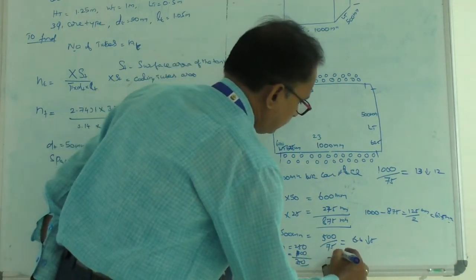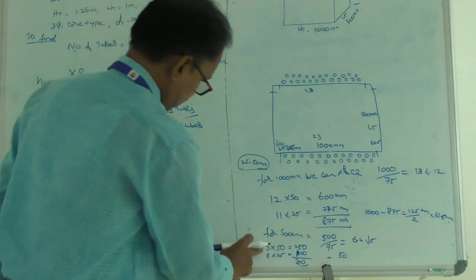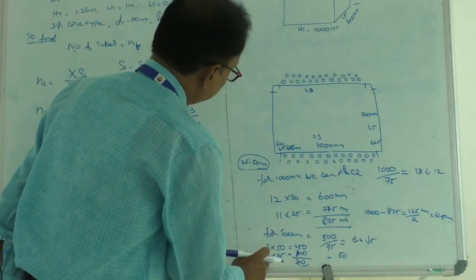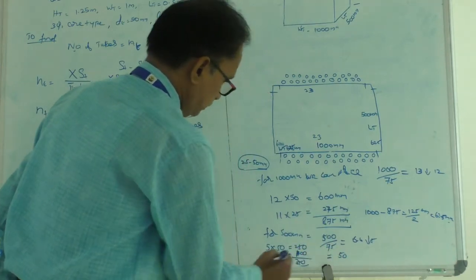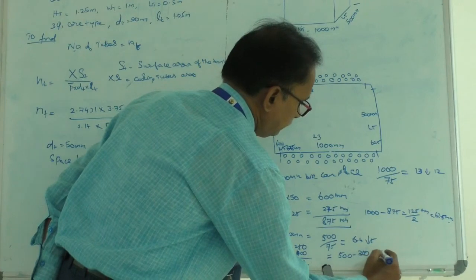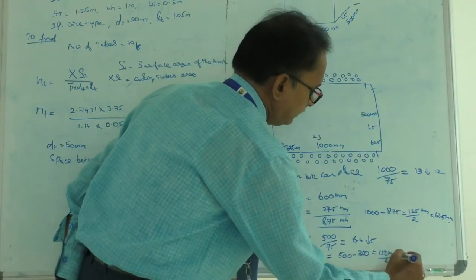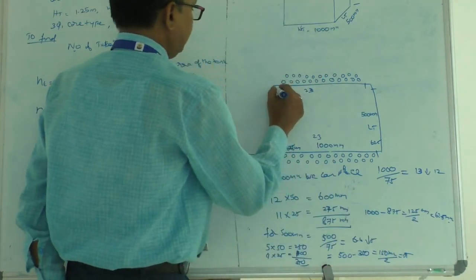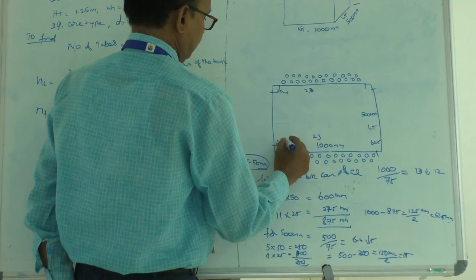You have 500, so I think you can have one more. If you want 6 into 50, that is 300, then the gaps would be very small. Let it be like this, no problem. So 500 minus 350 will give you 150 mm. 150 mm divided by 2 will give you 75 mm. So here you can have a space of 75 mm, and here also 75 mm.